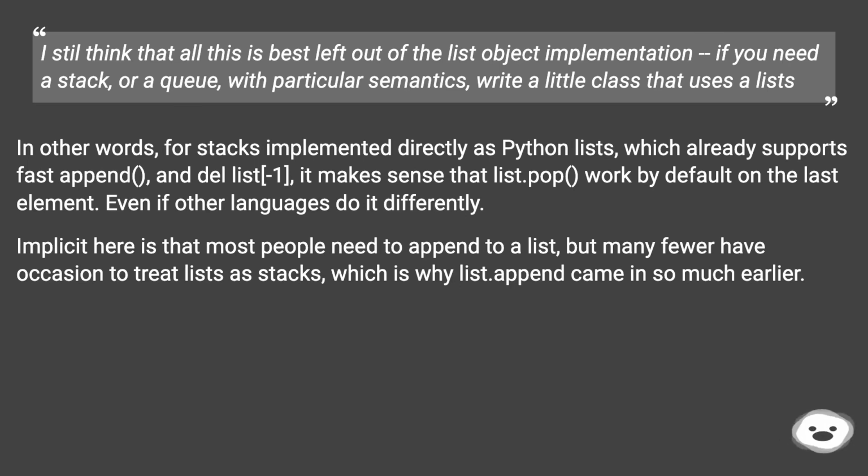In other words, for stacks implemented directly as Python lists, which already supports fast append, and del list[-1], it makes sense that list.pop work by default on the last element, even if other languages do it differently. Implicit here is that most people need to append to a list, but many fewer have occasion to treat lists as stacks, which is why list.append came in so much earlier.